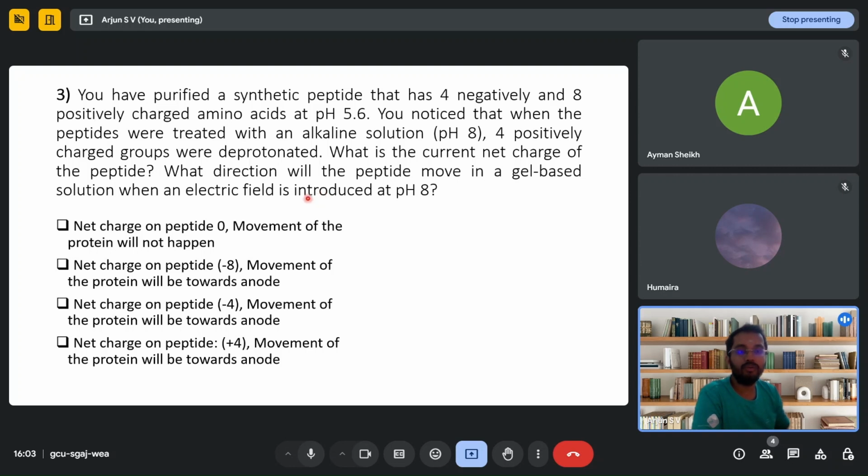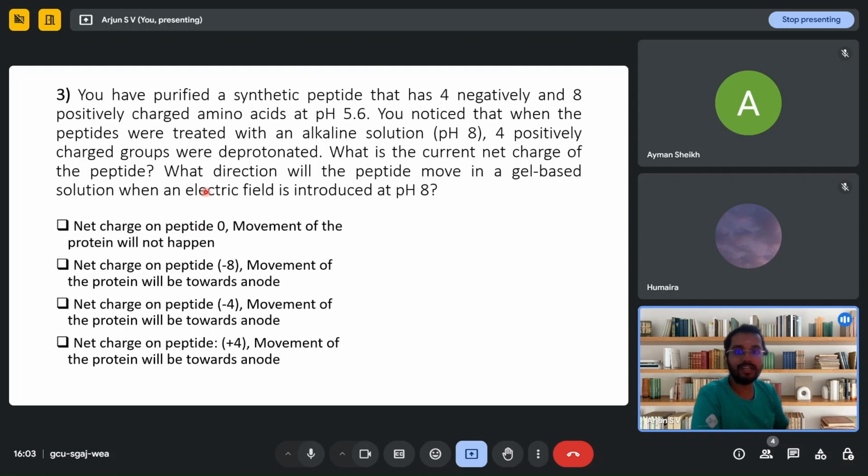So I hope you get the question. The peptide has 4 negatively charged amino acids and 8 positively charged amino acids at 5.6. After that, they are treating it with alkaline solution of pH 8, and then 4 positively charged groups are deprotonated. So how many total positive charged groups are there? 8 minus 4, which is 4. So now the peptide has 4 negative and 4 positive charges. So the net charge of the peptide will be 0, because minus 4 plus 4 is equal to 0.